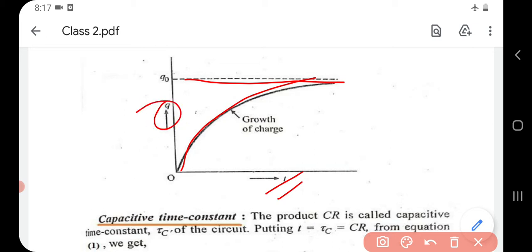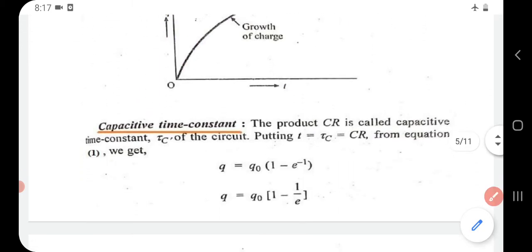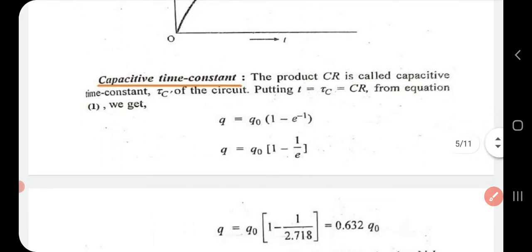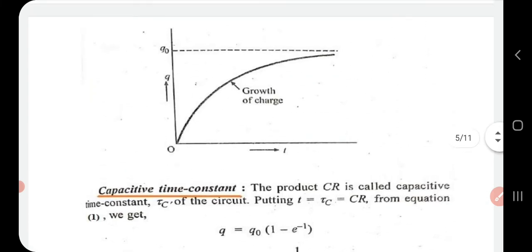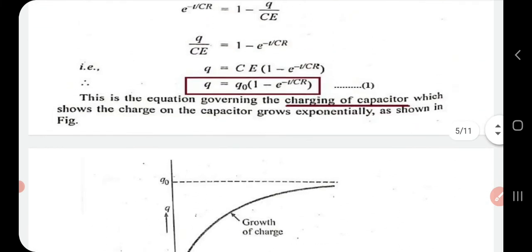Now next our aim, as discussed in the last class, is to find out the capacitive time constant. The product CR is called the capacitive time constant. It is denoted by the letter tau C. So now you have to put CR instead of t in the above equation, that is equation 1.